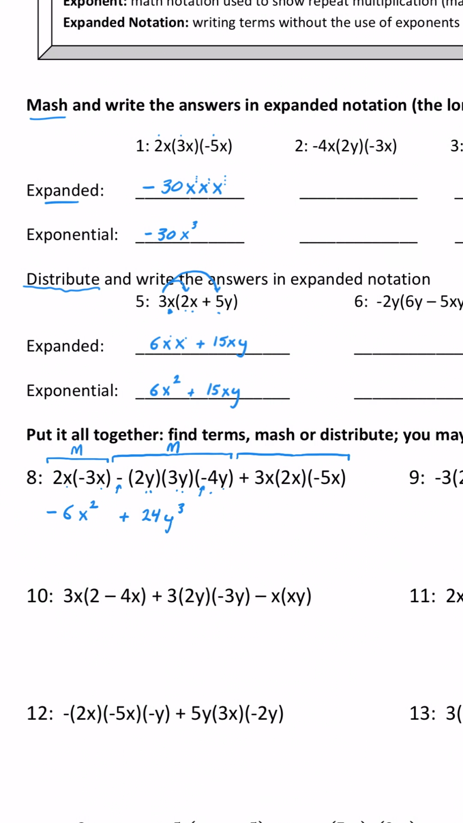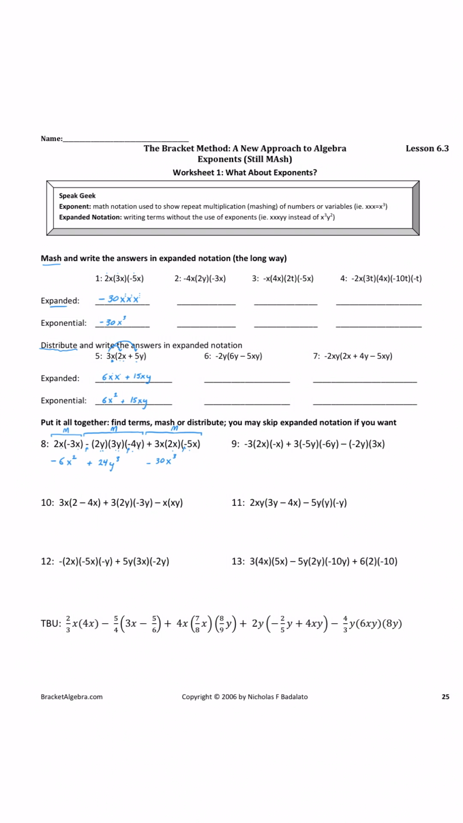And finally, third bracket, which is also 1 in the house, a mash. Count the number of negative signs. 1 makes the whole thing negative. 3 times 2 times 5 gives us 30. And again, 1, 2, 3 x's for x to the third. Just stick to your rules. Bracket, mash or distribute, and now you can use exponents if you have repeat letters.